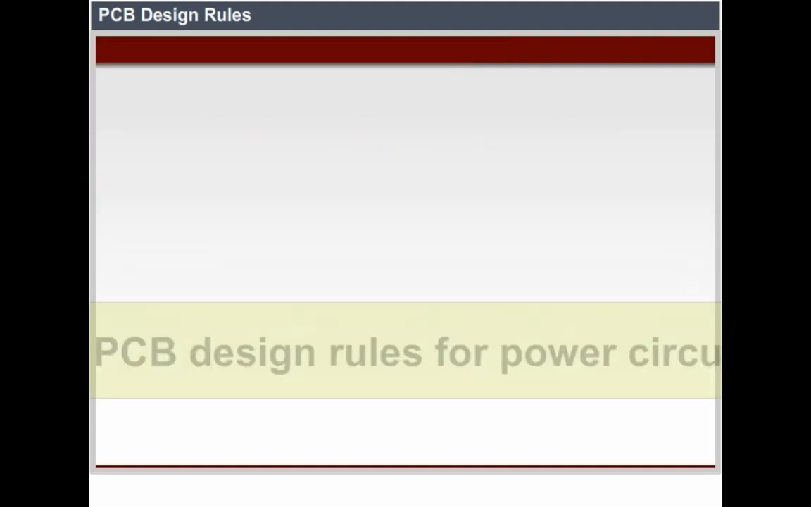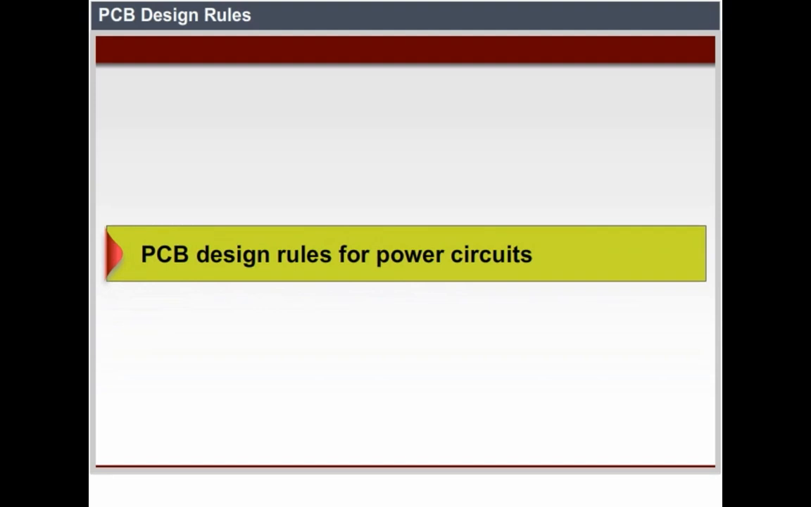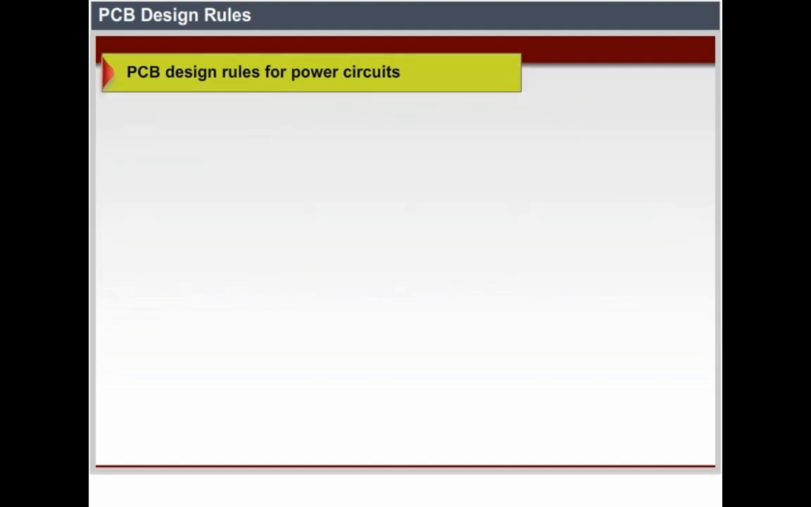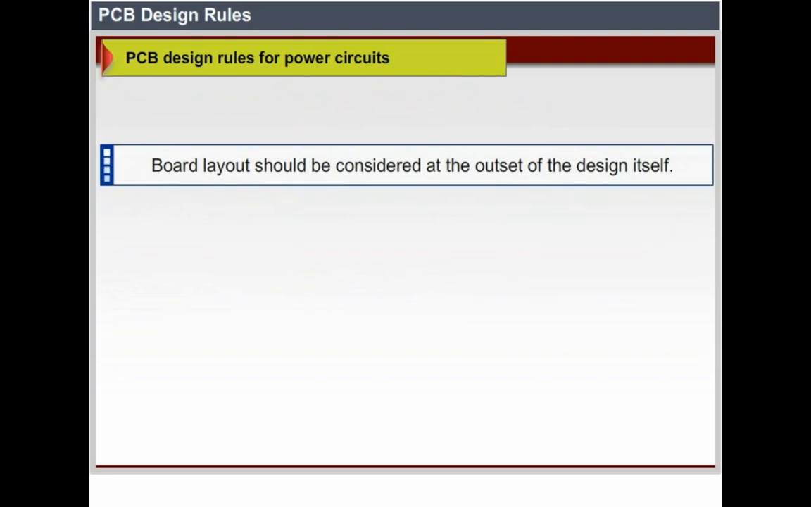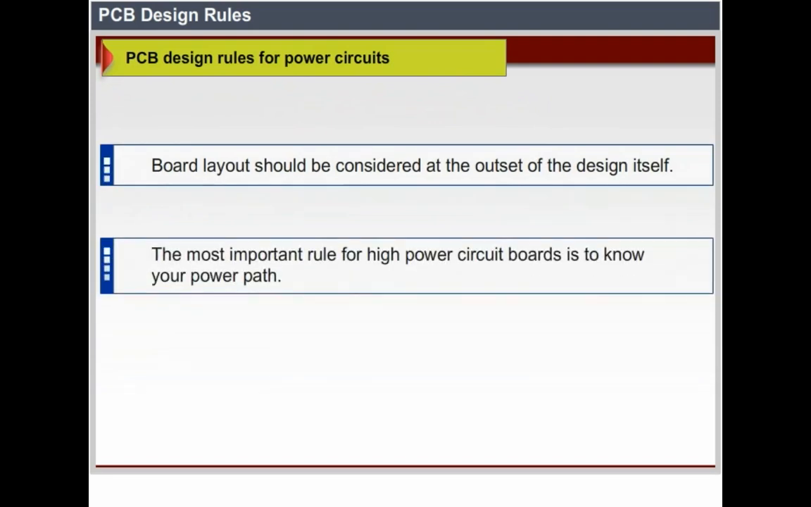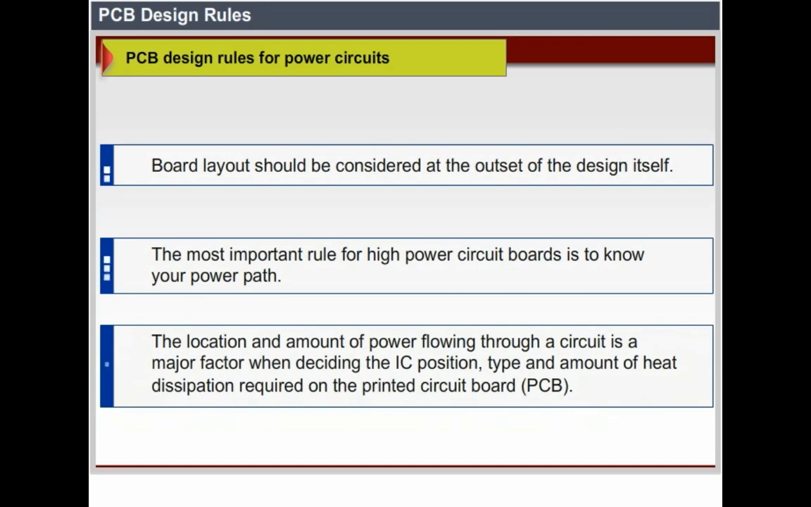PCB design rules for power circuits. Board layout should be considered from the very beginning of the design. The most important rule for high power circuit boards is to know your power path. The location and amount of power flowing through a circuit is a major factor when deciding the IC position and the type and amount of heat dissipation required on the printed circuit board.